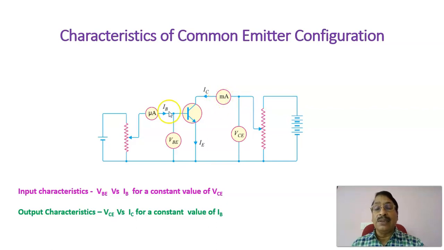That will be in milliamperes. You can see that the input current is very small, microamperes, and output current will be relatively more than this one. That's called milliamperes. This is the input voltage and this is the output voltage.